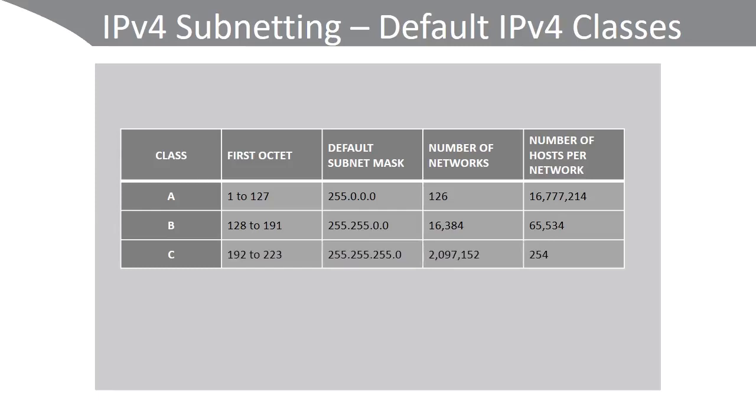Class C networks start 192 through 223. They use 24 bits, or 255.255.255.0 in the mask. This gives you a little over 2 million networks, each containing 254 hosts. For the exam, it's important that when you see an IP address, study the first octet to determine the class. That will help you determine the default mask.